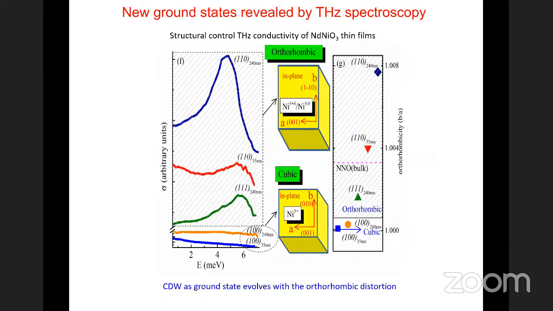And this is what sums it up over here, that as we go from a cubic structure to the highest orthorhombic distorted structure, we see the evolution of the peak, and it strengthens as the orthorhombic distortion increases. So what we conclude now is that the CDW is a ground state of the rare earth nickelates, and which evolves with the orthorhombic distortion.